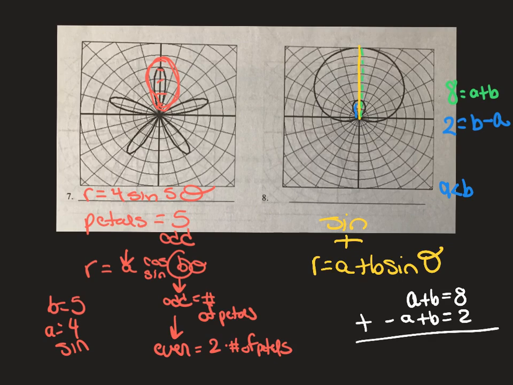I'm going to add these two equations together. 2b equals 10. So b equals 5. And you plug the 5 back in up there. 5 minus what makes 2? Well, that means a is going to be a 3. So there's your two numbers, and we can write our equation. So we're going to write down r equals, remember, a is the smaller of the two, so 3 plus 5 sine theta.